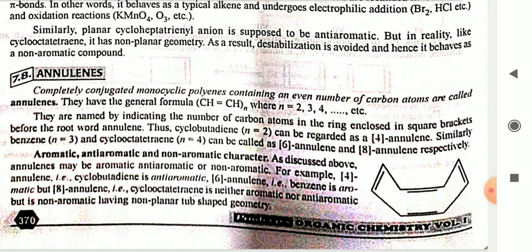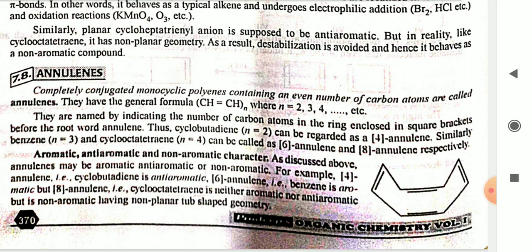Annulenes. Completely conjugated monocyclic polyenes containing an even number of carbon atoms are called annulenes. They have the general formula (CH=CH)n, where n is equal to 2, 3, 4, etc. They are named by indicating the number of carbon atoms in the ring enclosed in square brackets before the root word annulene. Cyclobutadiene, n is equal to 2, can be regarded as a [4]annulene. Similarly, benzene, n is equal to 3, and cyclooctatetraene, n is equal to 4, can be called [6]annulene and [8]annulene, respectively.